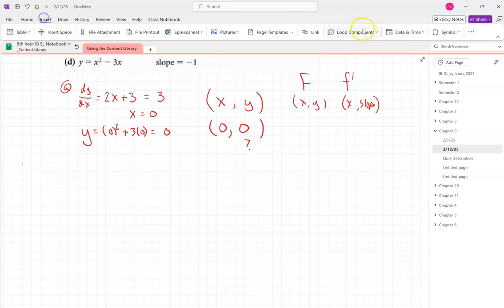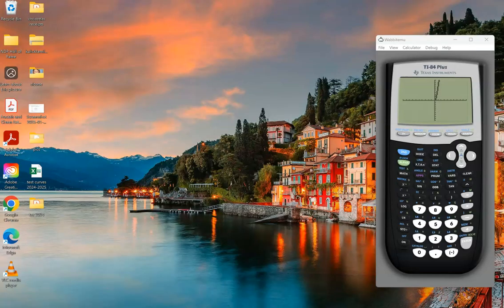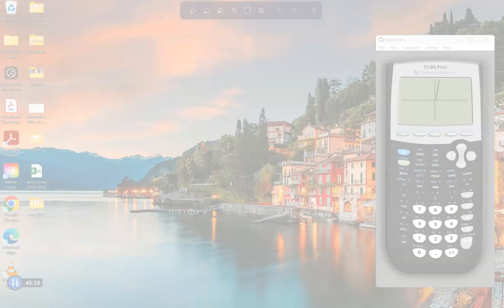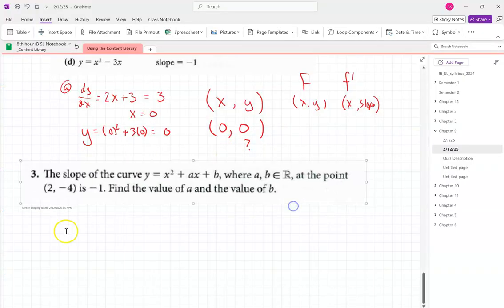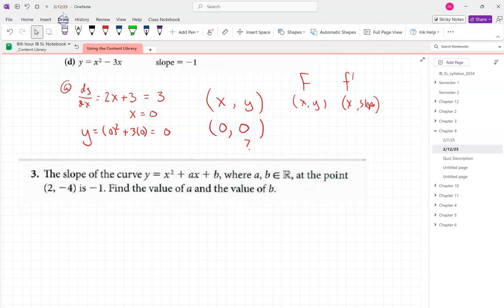Let's do this problem from the homework. I like this one because it's kind of abstract. So the slope of the curve y equals x squared plus ax plus b, where a and b are real numbers, at the point (2, -4) is -1. Find the value of a and the value of b. When I hear slope of the curve, I think derivative.